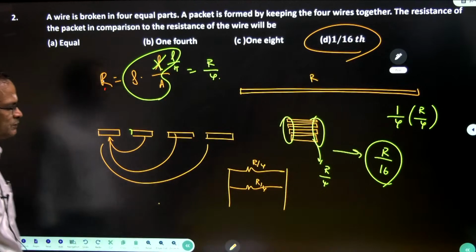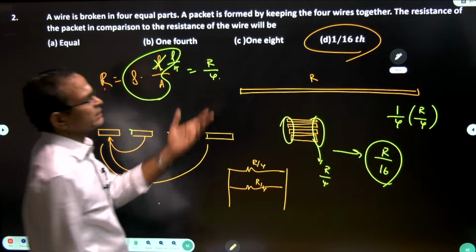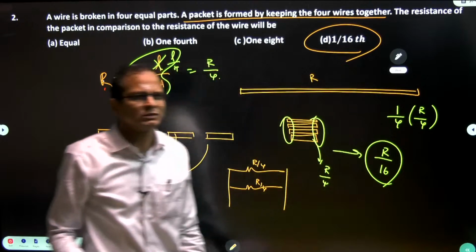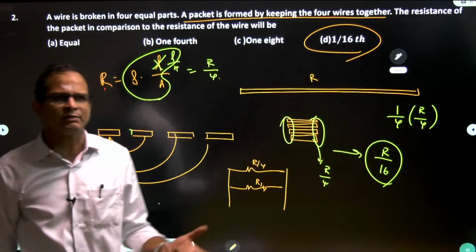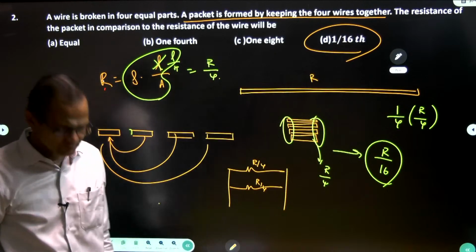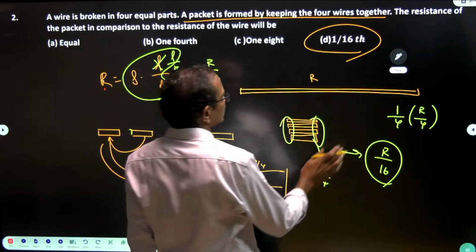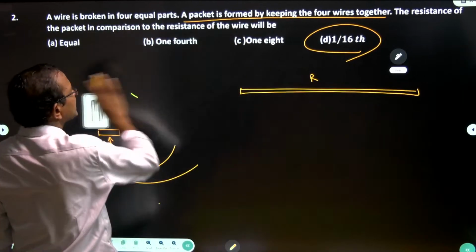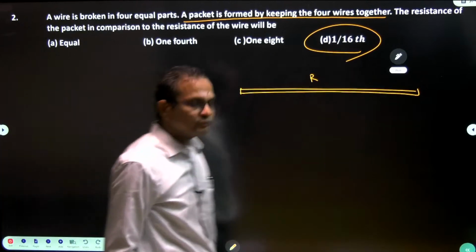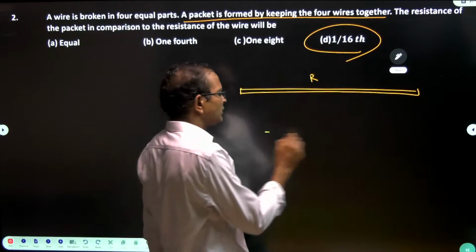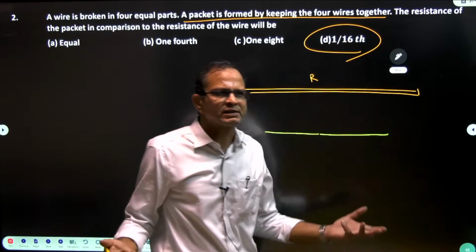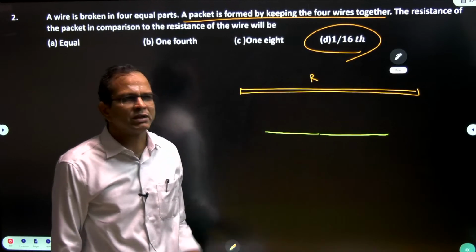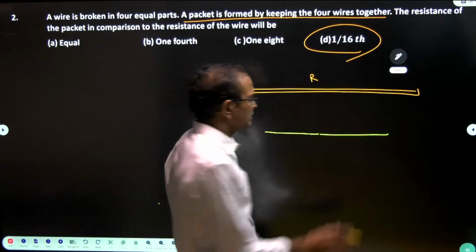Sir, but why only in parallel, sir? No, the question is like that. The packet is formed by keeping the wires together. For this question, there's this answer. If they give some other question, that's a different story. Sir, but they only said keeping the 4 wires together, sir. We can simply place all of them in a straight line, sir. No, they are making a bundle. If you keep it in a straight line, how can you make a bundle? You can only make a series connection, end to end. If they are connected end to end, then what you say is right. But they are making a bundle. Bundle means parallel, right?